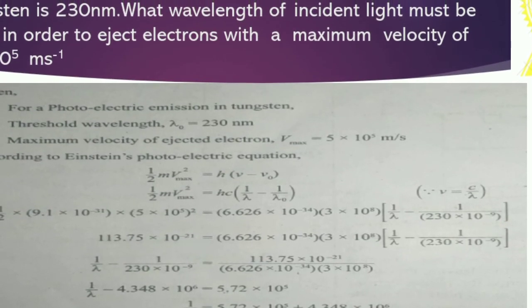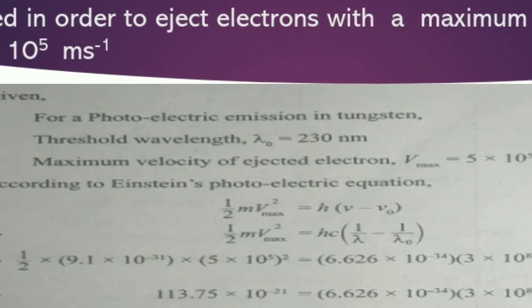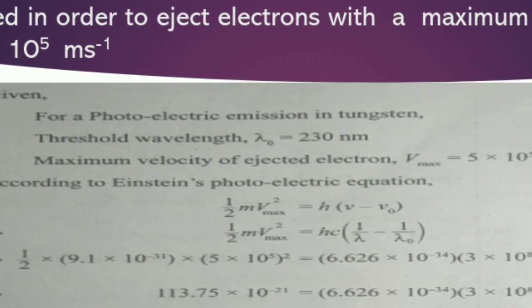Half into 9.1 into 10 to the power of minus 31 into 5 into 10 to the power of 5 whole square. Here the m value, the mass value, is 9.1 into 10 to the power of minus 31. For which mass? The electron mass. Then the Vmax value is already given in the question: velocity of ejected electron Vmax equal to 5 into 10 to the power of 5 meter per second.